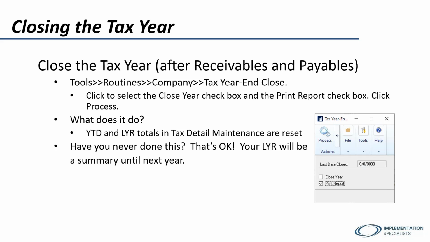Your last year-to-date will be a summary of everything up until your year is finished. So if you closed it right now and you've never closed it before, your last year-to-date is going to include 2020 all the way back, and your 2021 will be in the current year-to-date. In 2022, when you close your 2021, then your last year-to-date will be correct.